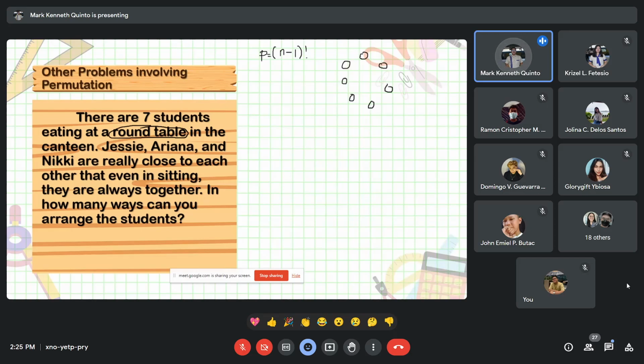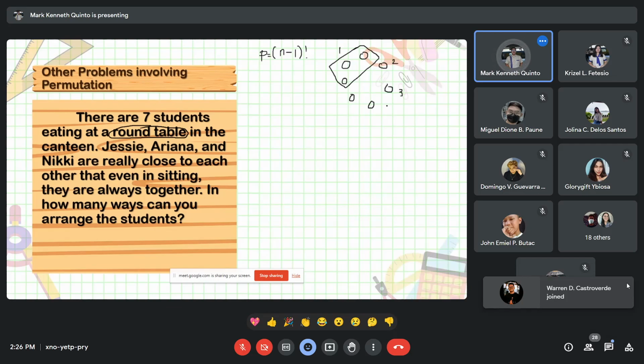And sabihin natin na itong tatlo, yan si Jessie, si Ariana, at si Nikki. Yan yung tatlo. So, we count them as how many again? As 1. If we count them as one, we have two, we have three, 4, and 5. Therefore, the value of our n is 5. Kasi nga, we count them as 1.